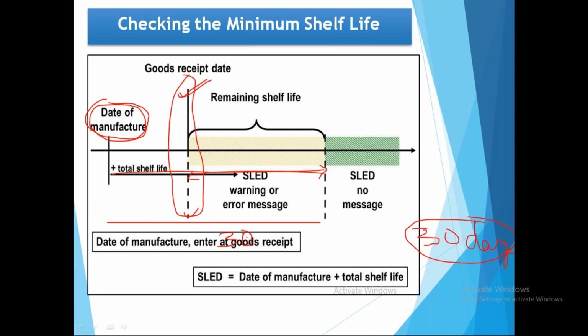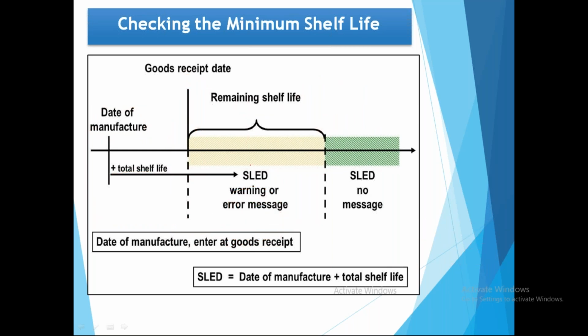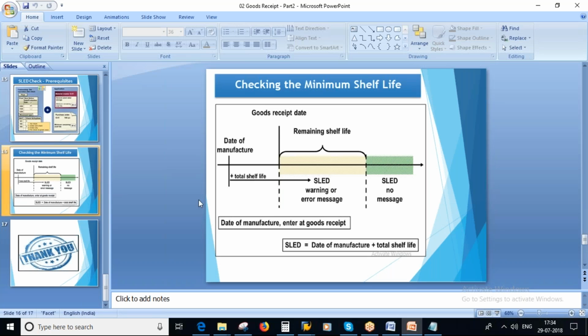Let's say total shelf life is 30 days. Now on the 10th day you are receiving the material, manufactured on the first day. So the remaining shelf life is how many days? 20 days. If you maintain in the material master that remaining shelf life has to be 20 days, it will allow. Let's say you are receiving on the 12th day. Now the remaining shelf life is only 18 days, so the system will not allow you to do the GR. This is remaining shelf life. I'll show you this in the system, you will understand. SLED means date of manufacture plus total shelf life.